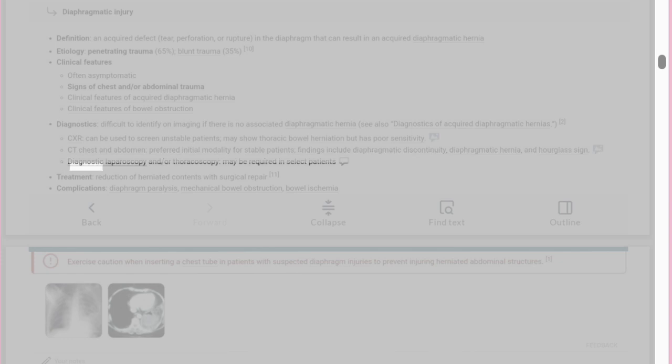Diagnostic laparoscopy and/or thoracoscopy may be required in select patients. Treatment: reduction of herniated contents with surgical repair. Complications: diaphragm paralysis, mechanical bowel obstruction, bowel ischemia. Exercise caution when inserting a chest tube in patients with suspected diaphragm injuries to prevent injuring herniated abdominal structures.